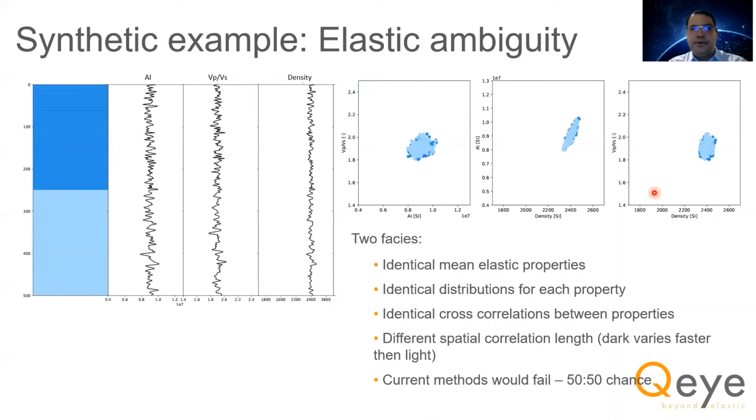So here is the first of those synthetic experiments. This experiment is dealing with elastic ambiguity. And all we have done here is we created this model with two facies, a dark facies and a light facies. And you can see here on these cross plots that those two facies totally overlap in the elastic domain. Basically, they have the same VP, VS, AI, and density values. The only difference between these two facies is that one varies faster than the other. So that basically means that they have different correlation lengths.